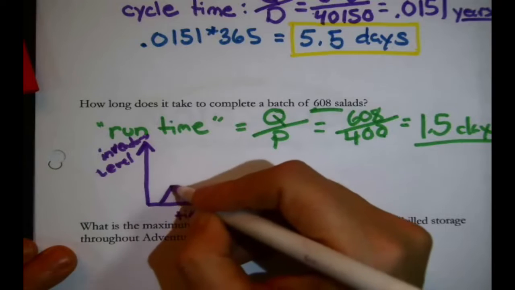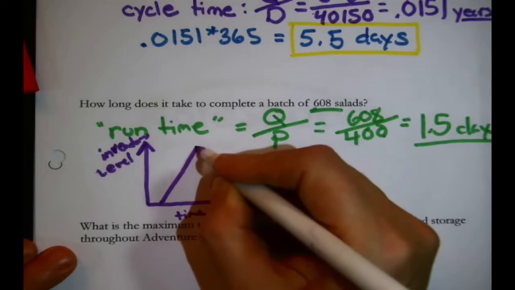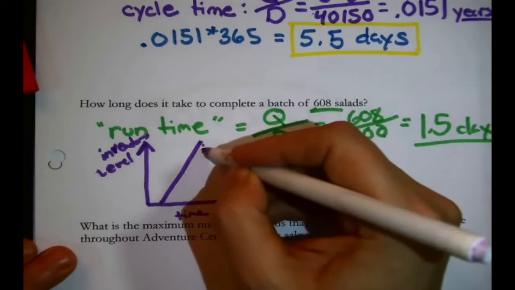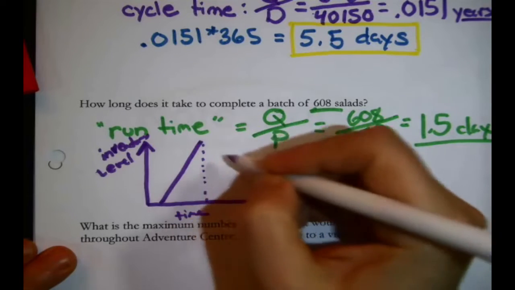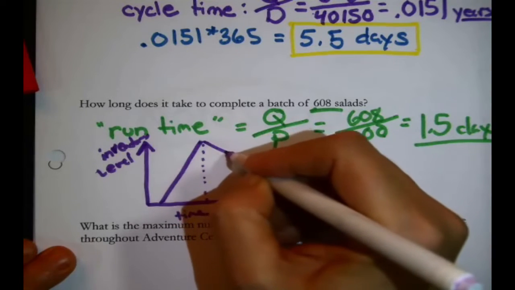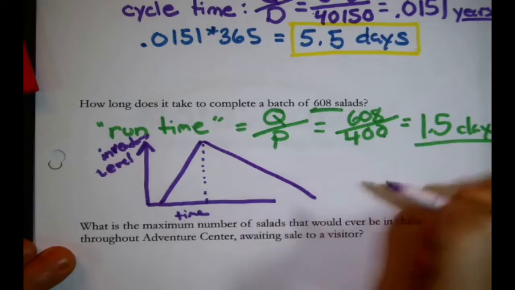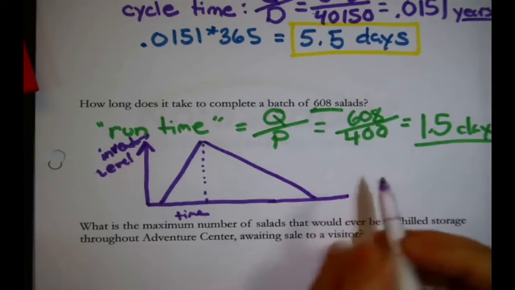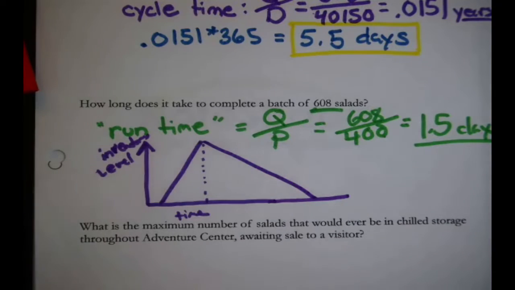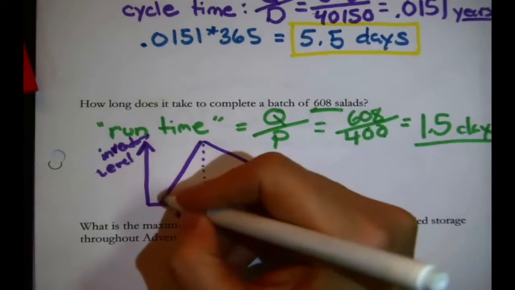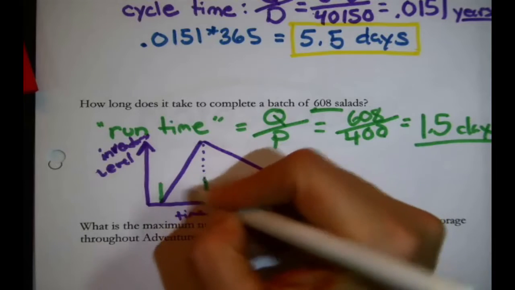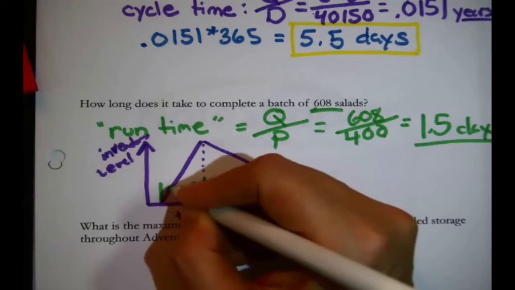Inventory level, that's what I'm trying to write. Inventory level, time. In the EPQ, we go to work making salads, so the inventory climbs. But at a certain point, we make all 608 salads, and then we coast on the surplus until we run out again, and then we'll make ourselves another batch.